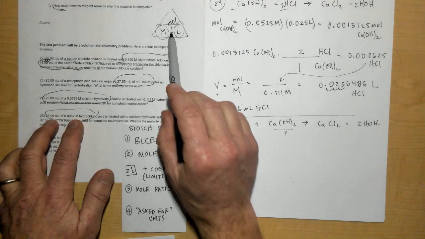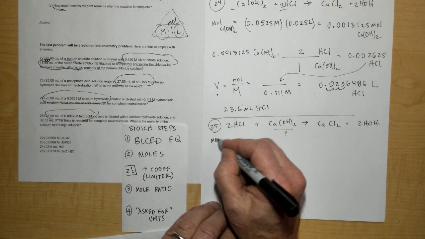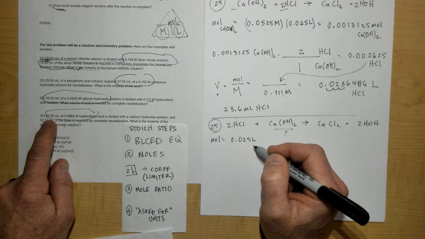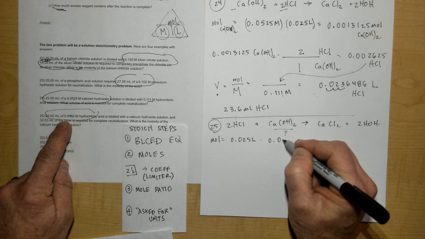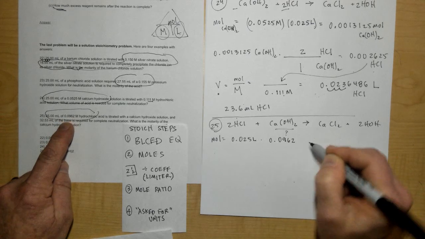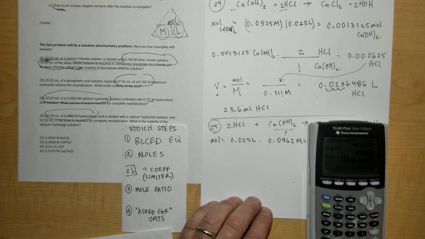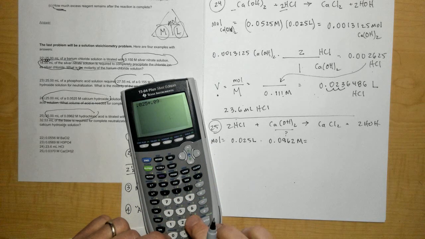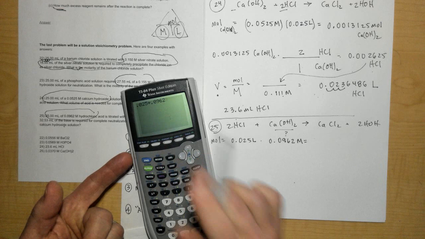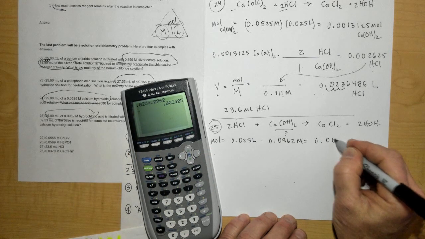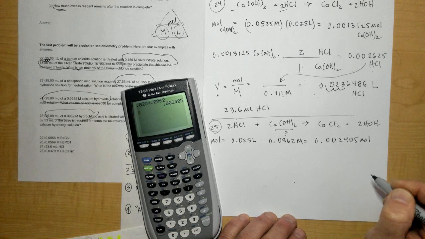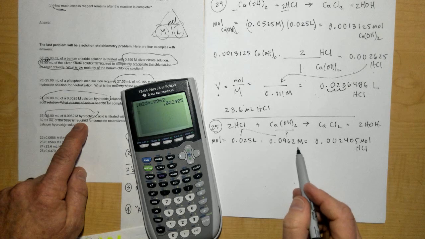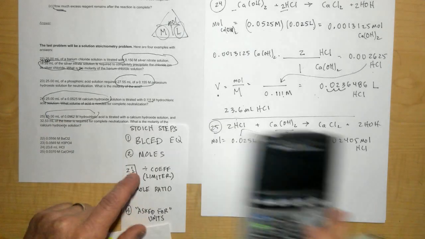And since they give me a volume and a molarity, I can find moles right away. So moles are equal to my volume, which is 0.025 liters. Remember 3 to the left. Times my molarity, which is 0.0962 capital M. Let's multiply those two guys together. So 0.025 times 0.0962. Check my calculator really quick, make sure I put a multiply sign in there. 0.002405 moles of the hydrochloric acid, because they told me this is my volume and this is my molarity of the hydrochloric acid right here. So that's step number 2 done.